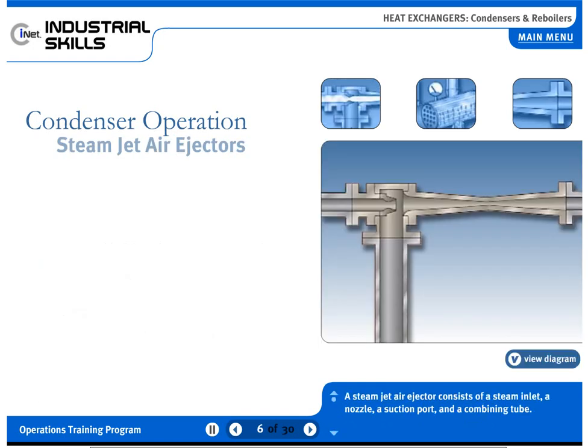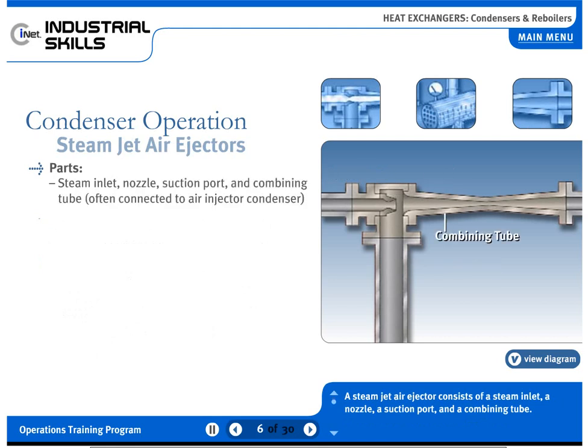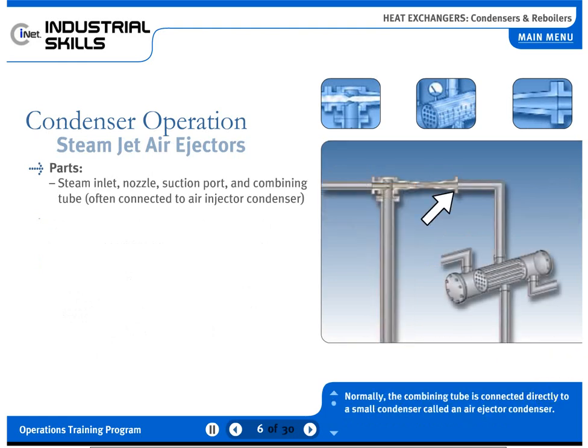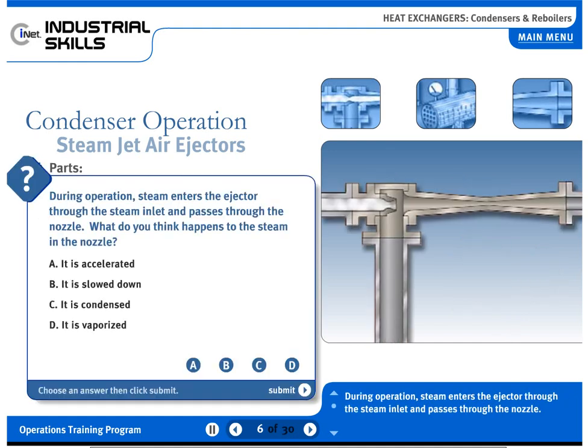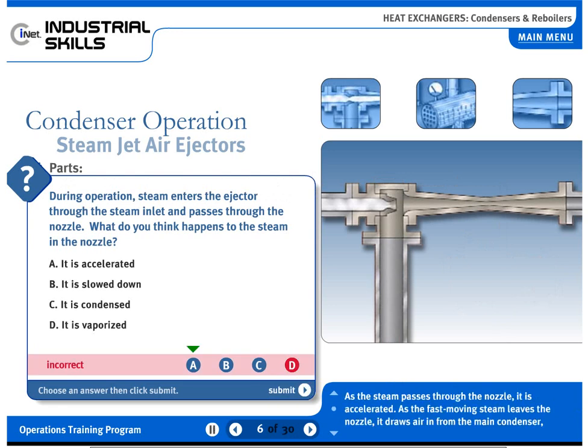A steam jet air ejector consists of a steam inlet, a nozzle, a suction port, and a combining tube. Normally, the combining tube is connected directly to a small condenser called an air ejector condenser. During operation, steam enters the ejector through the steam inlet and passes through the nozzle. What do you think happens to the steam in the nozzle? No, that's incorrect. As the steam passes through the nozzle, it is accelerated.